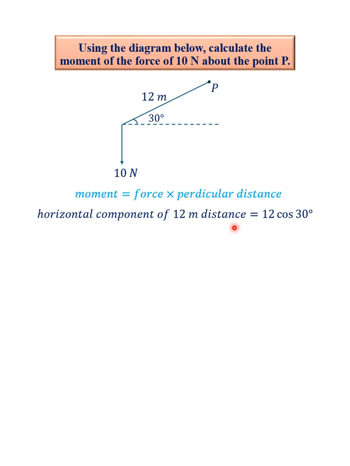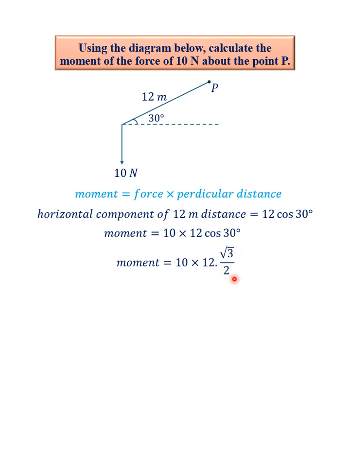So in this case, we have 12 cos theta as the horizontal component of the distance. We can quickly say that the moment is equal to the force, 10, times 12 cos 30 degrees. Cos 30 degrees is root 3 all over 2. In decimal fraction, it is 0.866, but I've taken the surd equivalent. So we have moment equals 10 times 12 times root 3 all over 2.